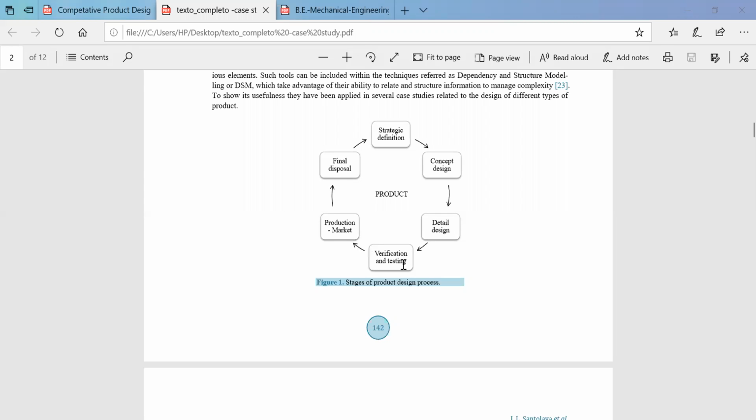Once this verification and testing is done through simulation as well as prototyping, only then will it go for full-fledged production. It won't go directly for mass production. First, a single piece of the product will be manufactured, tested in actual conditions, and the comments from the customers will be taken. They will check and tell whether all the needs of the customer are satisfied in this particular product.